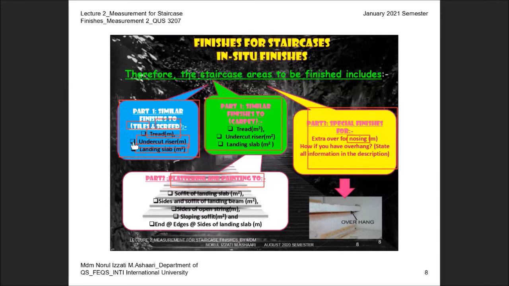Okay, if you look at this first category, if you need to put the tiles, you need to have the screed. Okay, and then if you need to put carpet, you also need the screed. But I didn't put this one together because you cannot take quantity. We will discuss this one in detail later. Okay, and the part 3 here again, this is for the nosing. You can see something like overhang. This is also part of the anti-slippery.